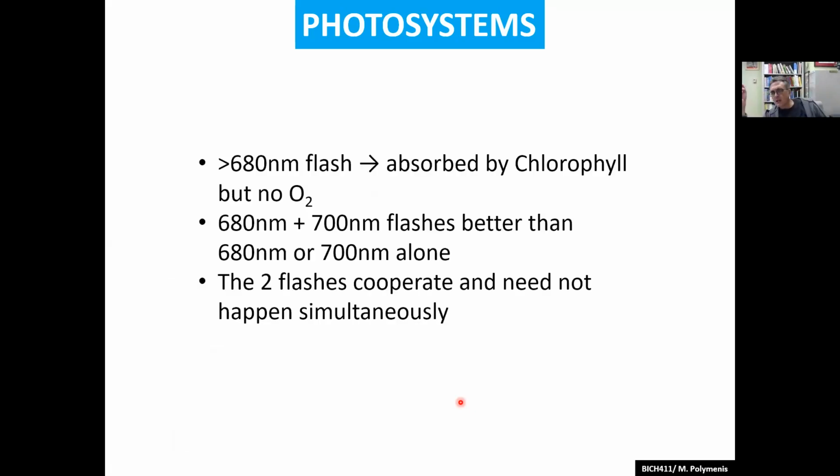So this is what he did. He was flashing light of different wavelengths. And when he gave them a 680 nanometer flash, it absorbed chlorophyll, but no oxygen was produced. So something was weird. And then if he has 680 and 700, it got better. And the 2 flashes somehow cooperate and they didn't have to happen simultaneously. Okay? You could have a lag.